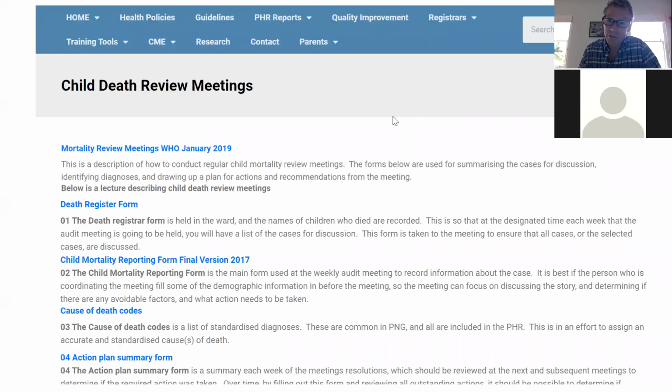On the Paediatric Society website, we've got lots of tools for running M&M meetings, and you don't need to use these tools. Really, M&M meetings are about telling a story, conveying the facts, learning the lessons from the meeting, and communicating those. But if you want to, you can use these resources. There are forms that you can use that help guide such a meeting. So I won't go through any more about that now, but those resources are on the website.